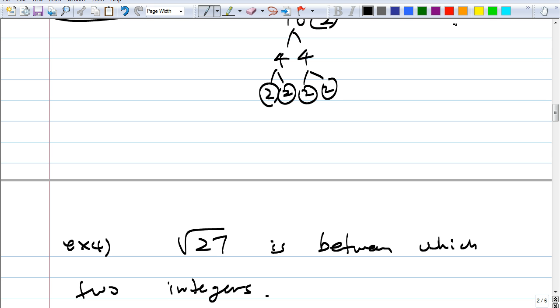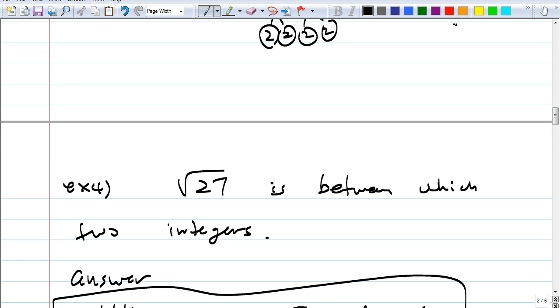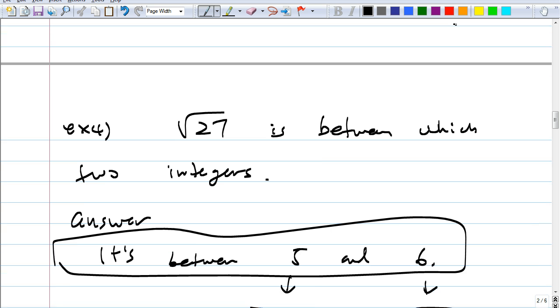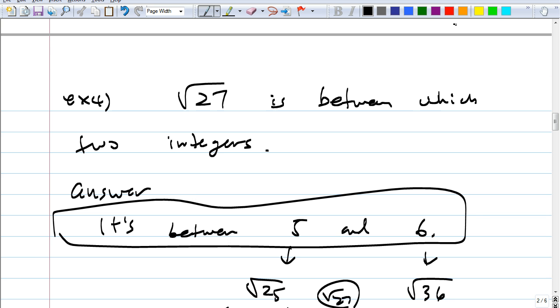6. What's 6 in terms of square root? Square root of 36. So you got it. This is what you write: square root of 27 is between 5 and 6, because 5 is square root of 25 and 6 is square root of 36. By the way, on your homework, what kind of work do you think I would like to see for this kind of question? Exactly. Something like this. 5 is square root of 25, 6 is square root of 36.